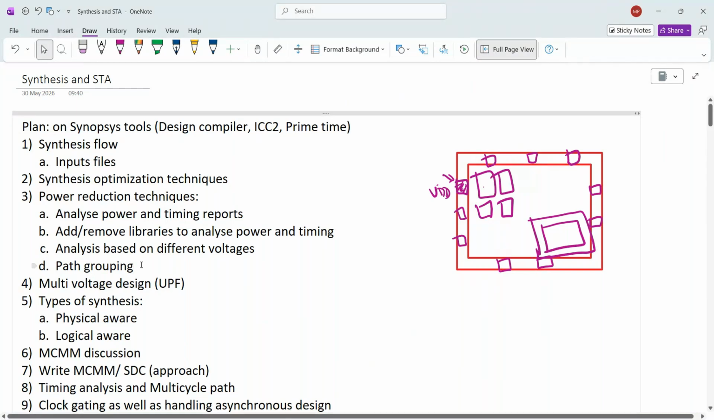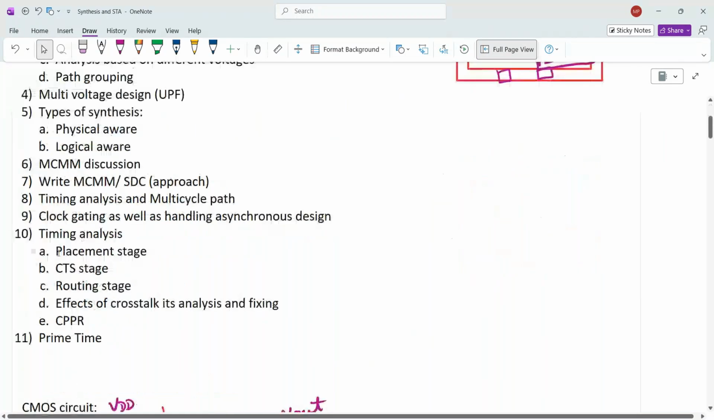Yes, sure. I'm looking for the same. Actually, I'm a working professional, so I just want to improve my skills on STA. That is my main concern. Synthesis I'm doing. Yeah, STA we are doing here. Sure. Thanks.